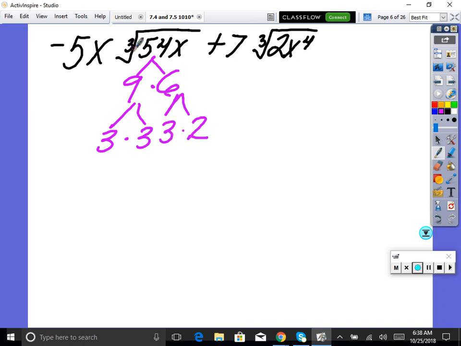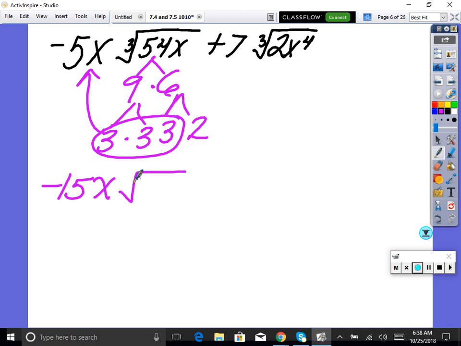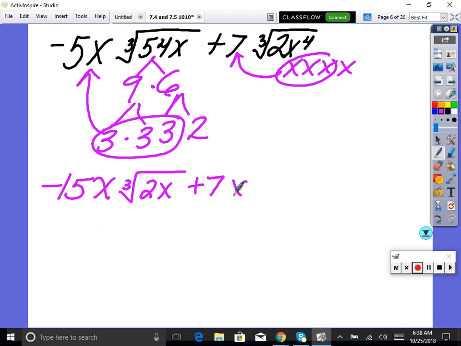So now we're pulling out groups of 3, aren't we? So we'll have now negative 15x. See why I'm saying negative 15x? Cube roots of 2x. And then it looks like 1, 2, 3, 4 x's, so we'll pull out an x. So then plus 7x cube roots of 2x. So now they are the same. So that would be negative 8 cube roots. Yeah, they are both cube roots.